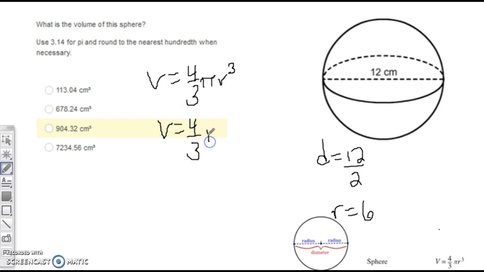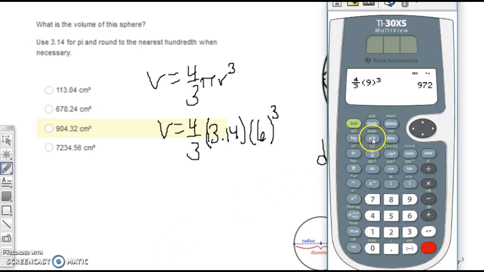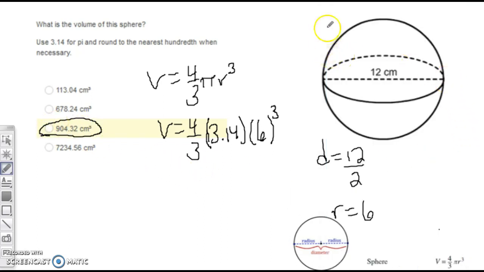Then we can type it all in. It does say to use 3.14 for pi, and then we have 6 for the radius. And from here, it's a calculator problem. So we're going to do 4/3 times 3.14 times 6. And again, we need to raise it, so I'm going to use that up arrow to the 3rd power. And that's approximately 904.32 centimeters cubed.